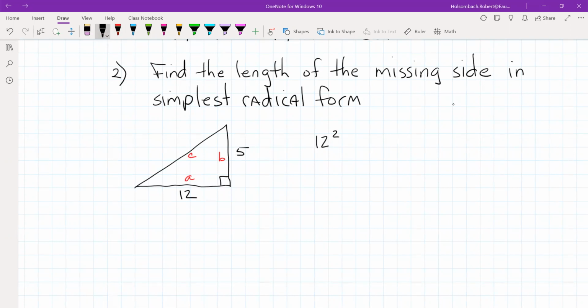12 squared plus 5 squared equals C squared. And 12 squared plus 5 squared is 169. We're going to find the square root of each side. And 169 is a perfect square, so 13 is equal to C.